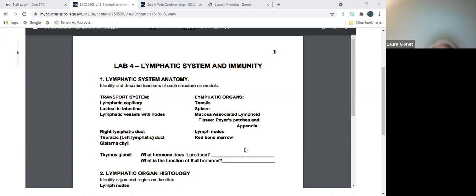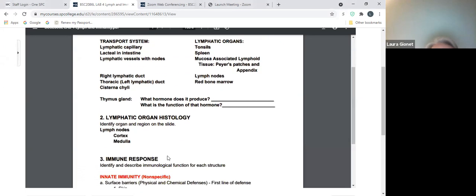We're going to look at a slide of the lymph node, and I think there's a model of red bone marrow. If I don't have a picture of it, I probably won't ask it, but I think there's a picture of red bone marrow on the images of the course page, because that's where all blood cells come from and where B lymphocytes become immunocompetent. Then we're going to look at the thymus gland. What hormone does it produce? What is the function of that hormone?